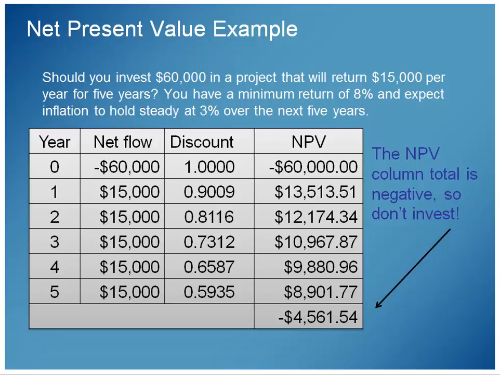Same thing with year 2, 3, 4, and 5. Even though I'm getting $15,000 in year 2, year 3, year 4, year 5, the net present value of those dollars is only $12,000 in terms of buying power, and the equivalent of that, $10,000, $9,000, $8,000. So if I add up all of my investments there, the $60,000 that I spend plus all the money that I take in over those 5 years, which isn't a true $15,000 each year, it's net present value, $13,000, $12,000, $10,000, $9,000, $8,000, I end up in the hole.